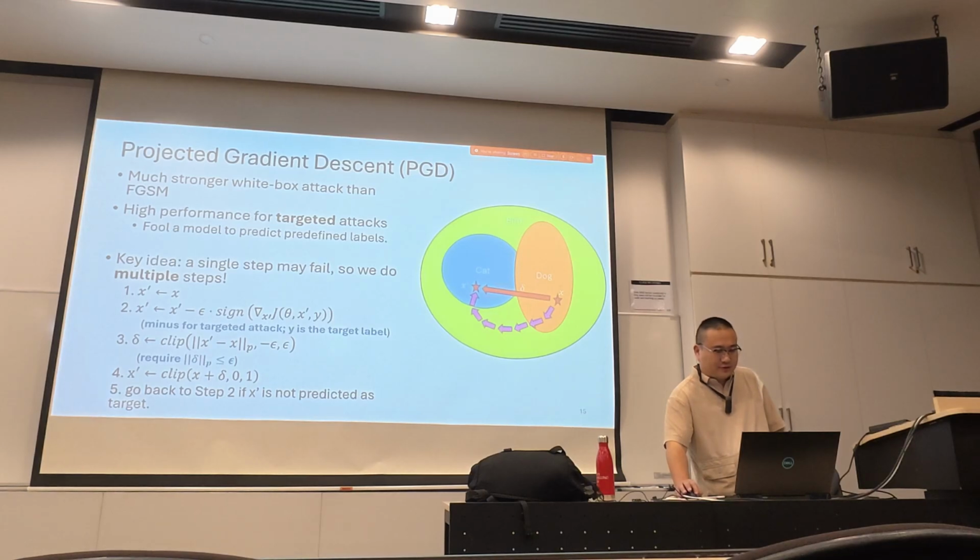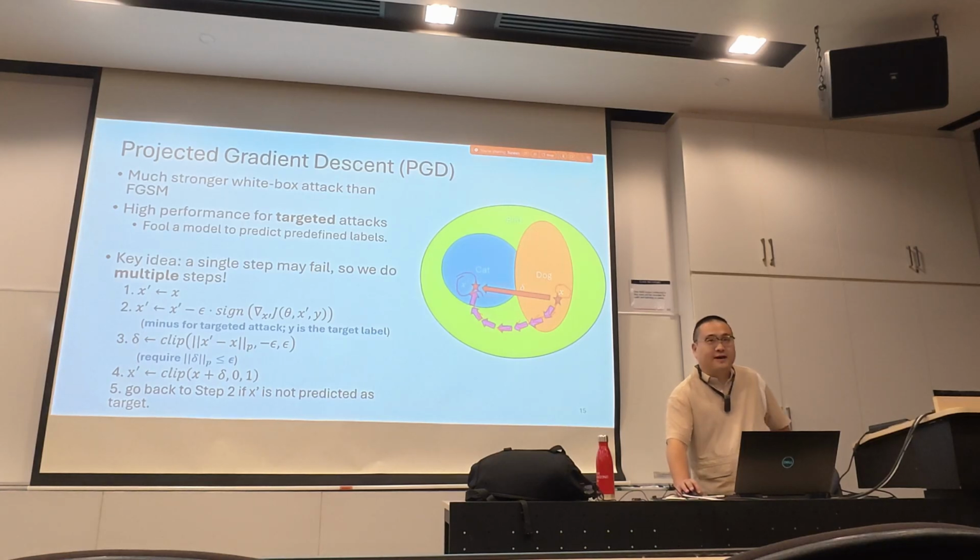So given the image of a dog, we just run FGSM multiple times, but each time we only take a small step. At the beginning we get a direction, but with this direction alone we can never enter the decision space of the cat. However, we do it again, and we do it again. We keep using small steps, and then eventually we can enter the decision space of the cat and get our attack.